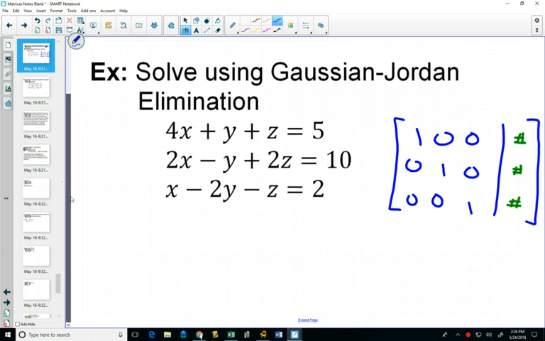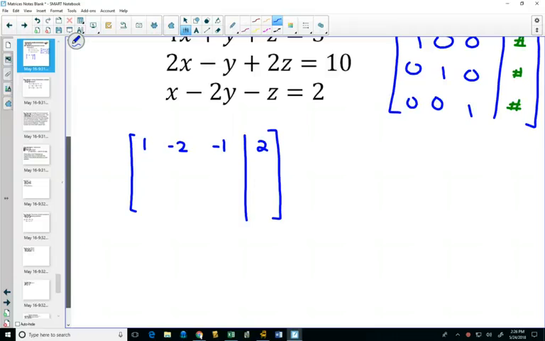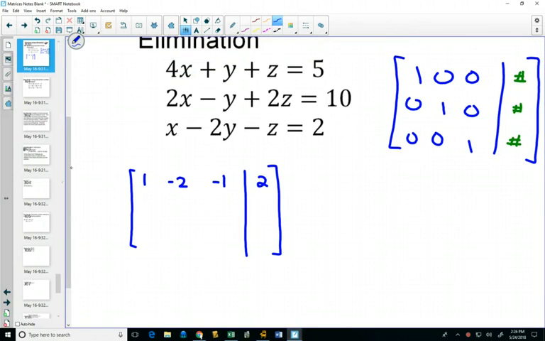So first of all, if we want to get a 1 in the top left-hand corner, when writing these equations, I would actually start by writing the third one first. 1, -2, -1, 2. And then the other ones don't matter so much, so I'll go 2, -1, 2, 10, and 4, 1, 1, 5.